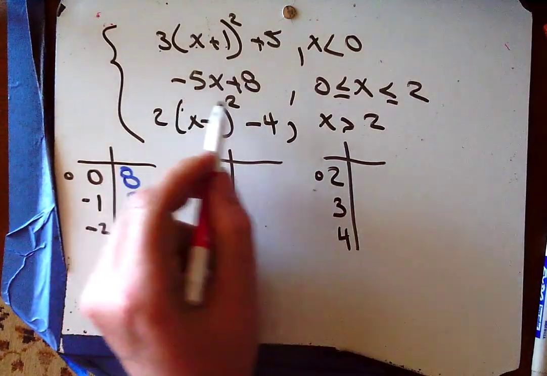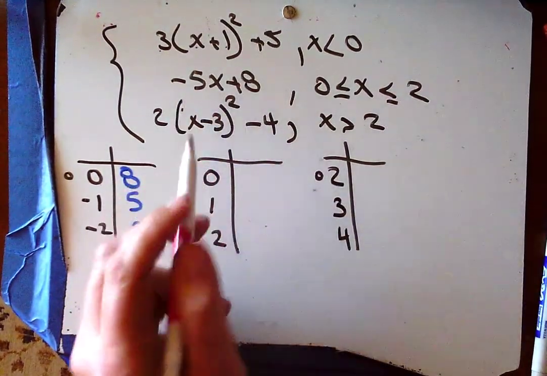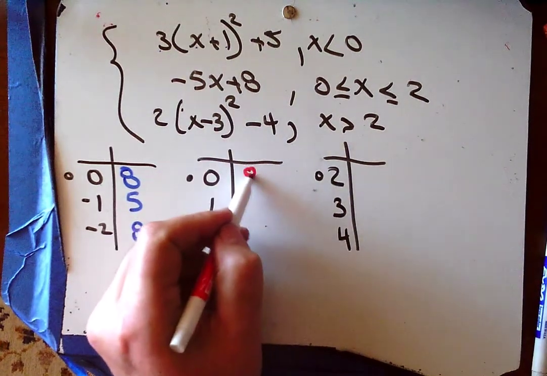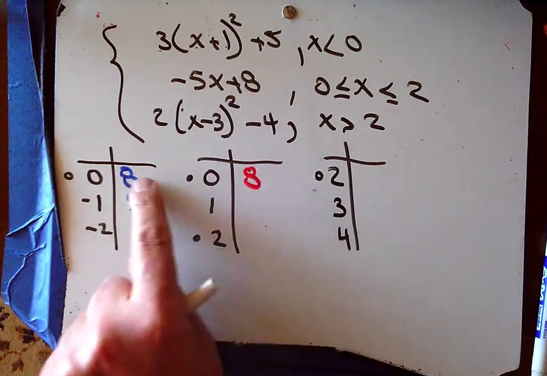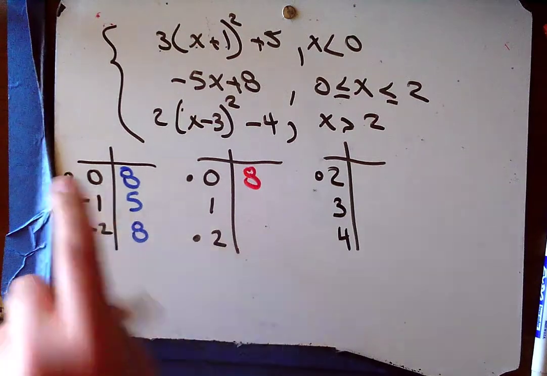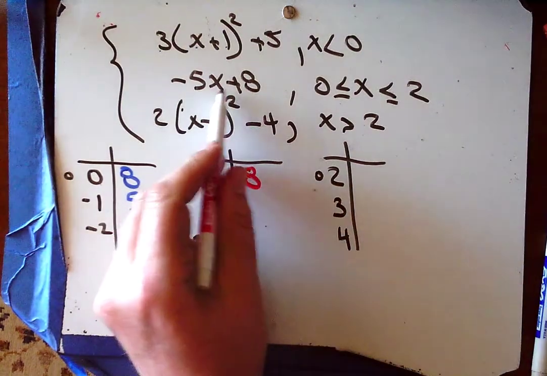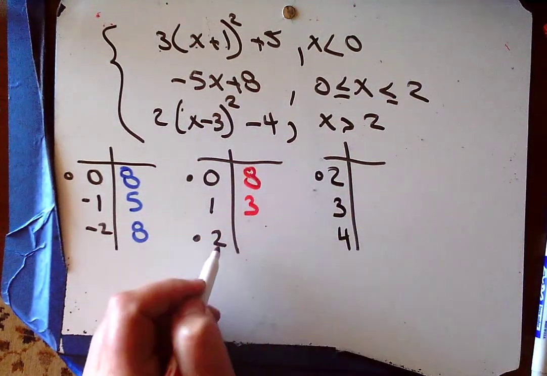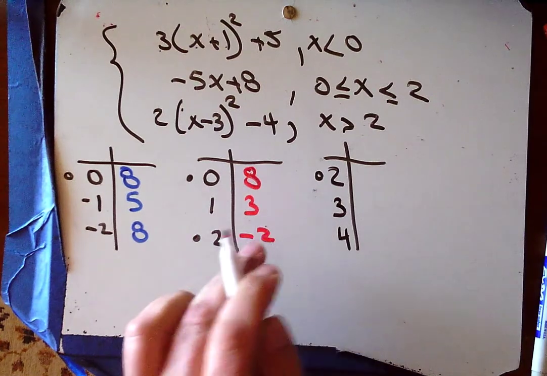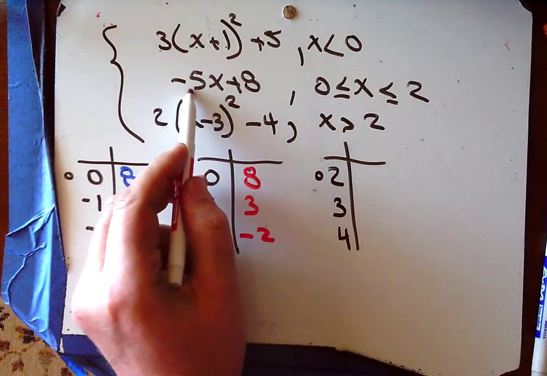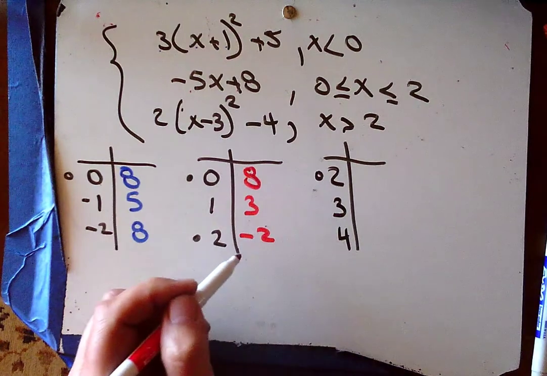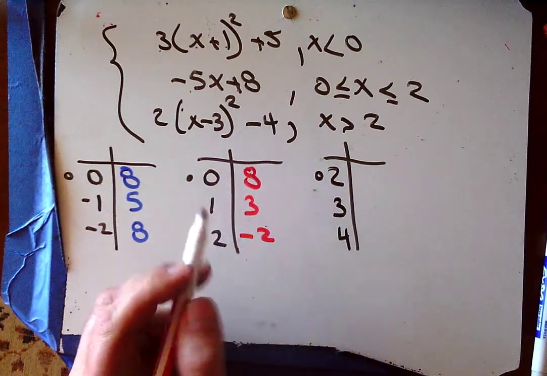What about the middle piece, this negative slope linear equation? If I plug in a 0, I get 8. Oh, look, they're the same, so this will fill in that hole. If I plug in a 1, I get positive 3. And if I plug in a 2, I have negative 2, right? Because 2 times negative 5 is negative 10, plus 8 is negative 2.